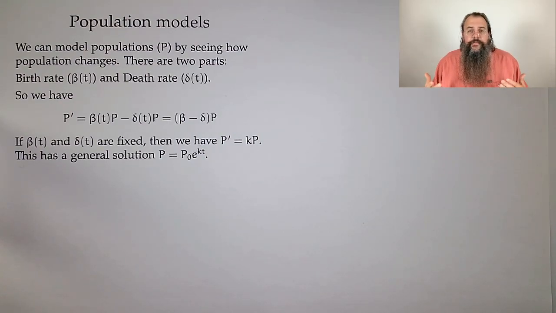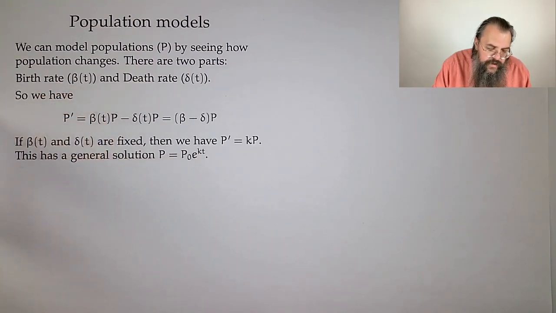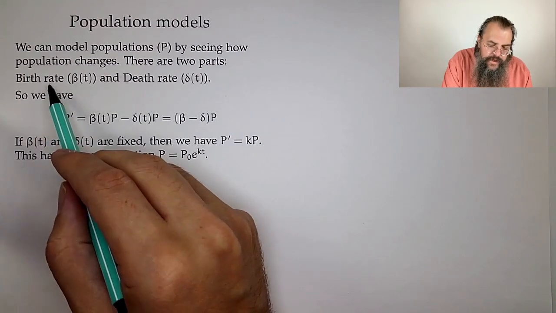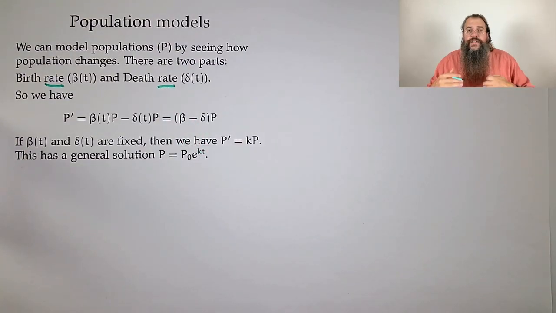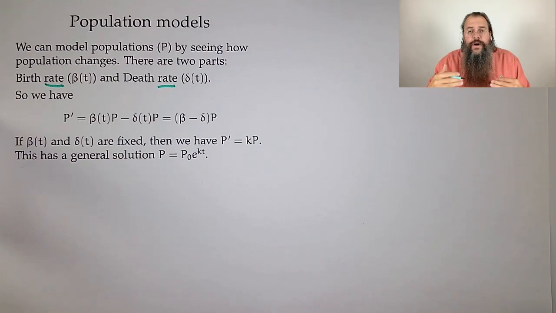So we say, okay, what we can do is we have these rates. Now, rate is an important word here. It's not that we're capturing the number of births or the number of deaths. We're capturing the rate. So it's somehow the number of births over the whole population. That would be the rate.